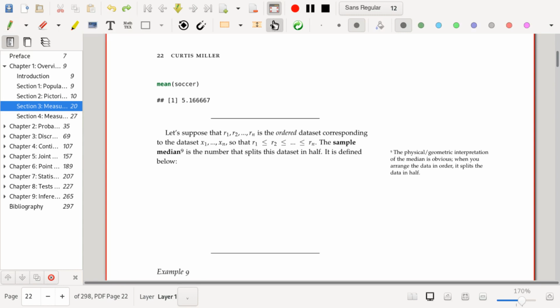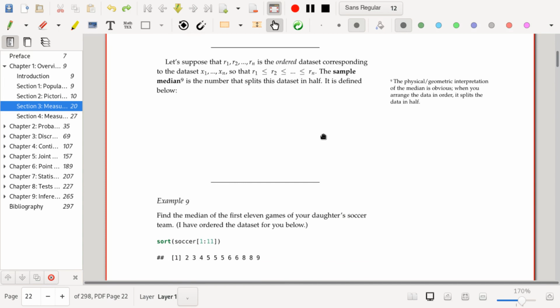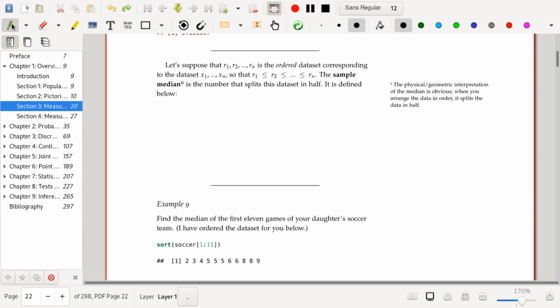Now let's suppose that R1 to Rn is the ordered version of this data set. So R1 to Rn is x1 to xn, but ordered. Remember from a previous video for section 2 on that for this notation, x1 to xn, I do not necessarily imply any sort of ordering. Now I do. For R1 to Rn, I'm going to imply an ordering.